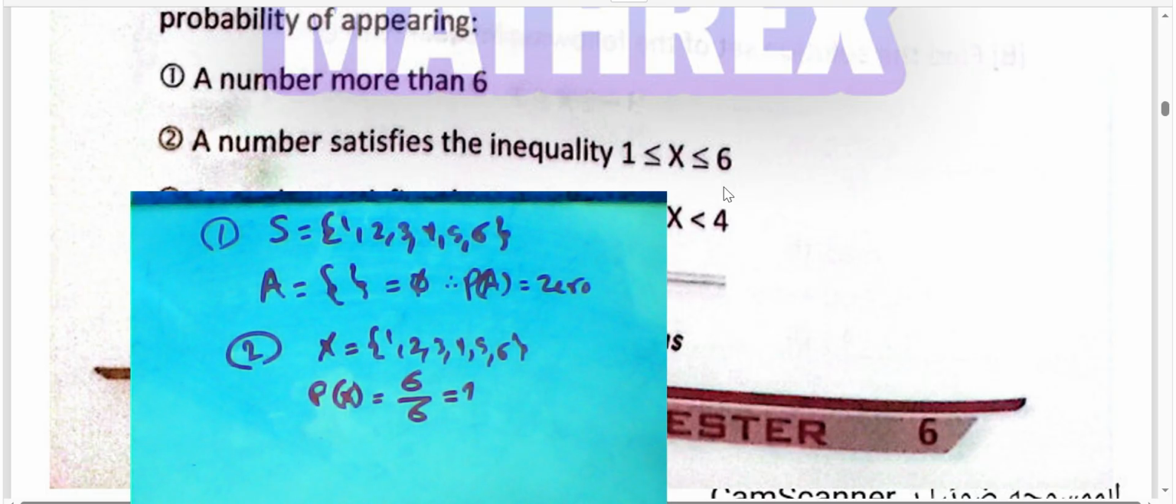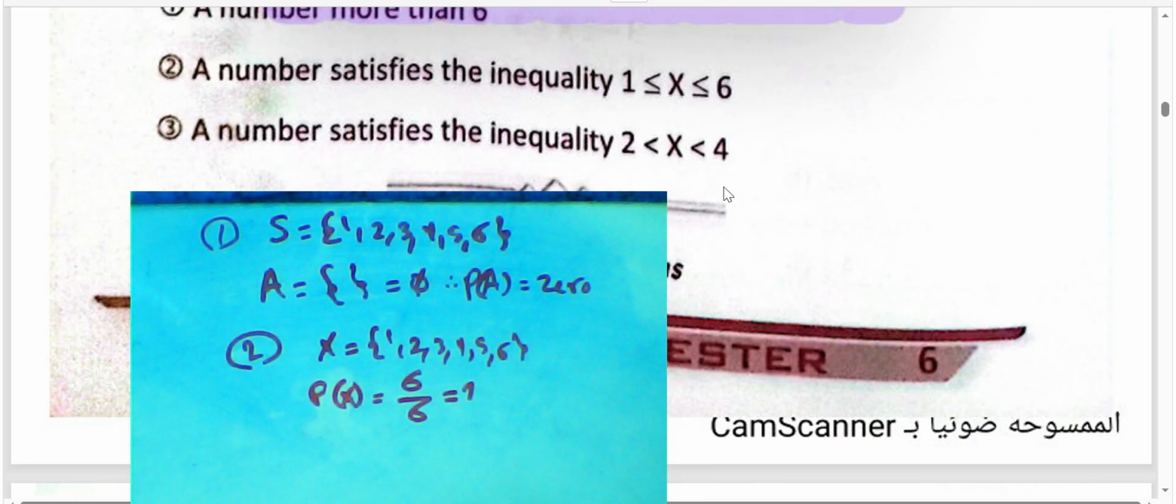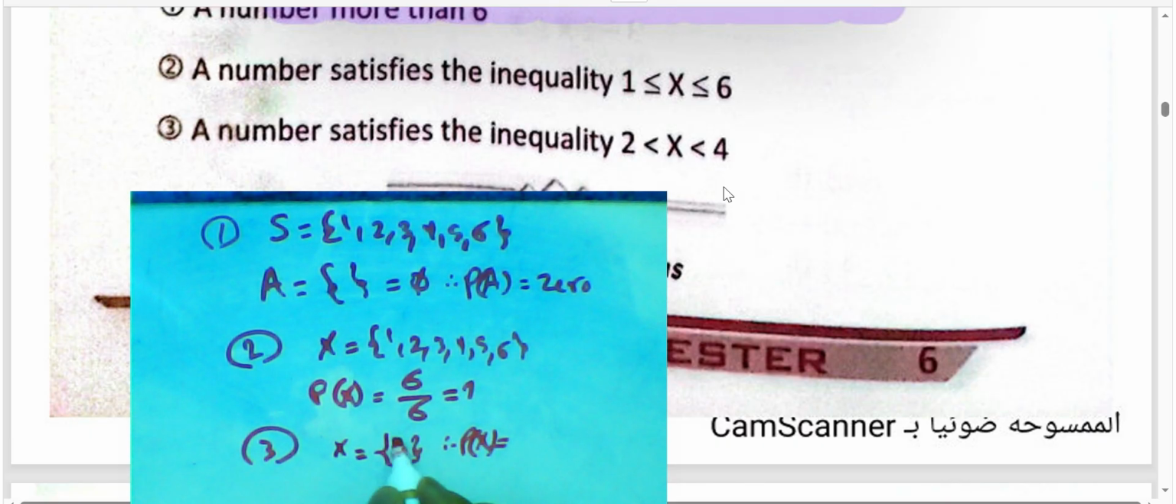Next step. Number 3. Satisfies the inequality. X greater than 2, less than 4. Then X here will be equal 3. The probability of X equal 3 here is 1 over 6. We have 1 over 6. The probability here equal 1 over 6. Last question.